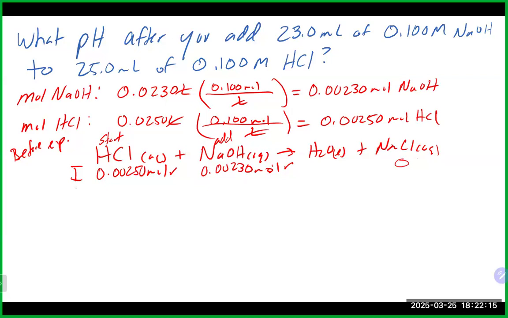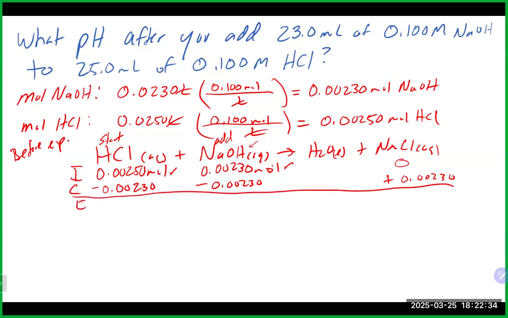So the change is going to be our sodium hydroxide. Again, it is the smaller number, so minus 0.0023, minus 0.0023, and plus 0.0023. That is going to get us here: minus 0.0023, 0.0002 moles. We got 0 and 0.0023 moles here.